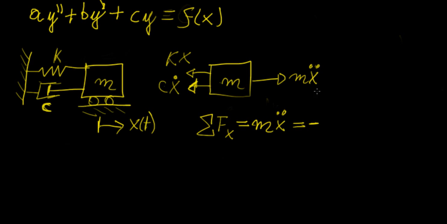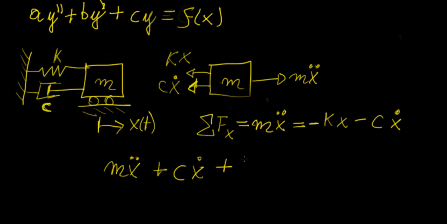They're going to be negative because they're pointing towards the left. So that's going to be negative kx minus cx dot. Now if we move these two terms to the left-hand side, we're left with the equation m x double dot plus c x dot plus kx equals 0. Notice something peculiar: this is a second-order homogeneous differential equation with constant coefficients, which is what we have been dealing with so far.